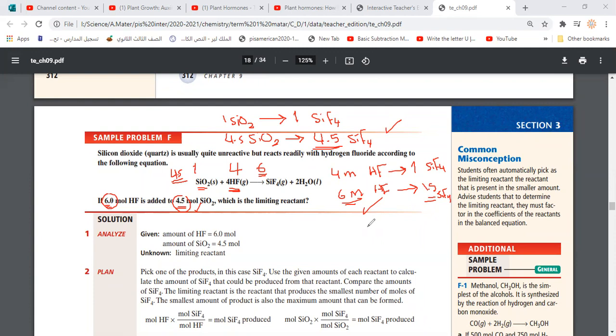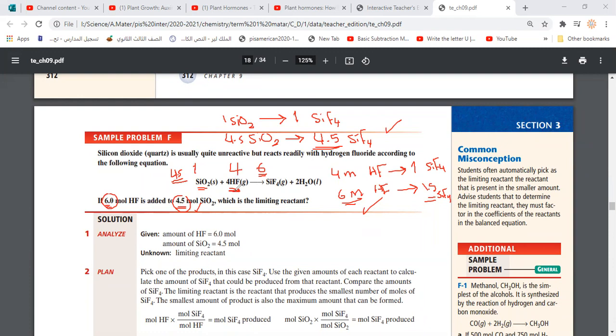HF is the limiting reactant. Yep. Okay, but what are the steps? You get the idea. Actually, in the exam, you should follow the steps to prove it. Because sometimes you cannot find it like this, because maybe I'm going to provide you with, for example, the same equation.